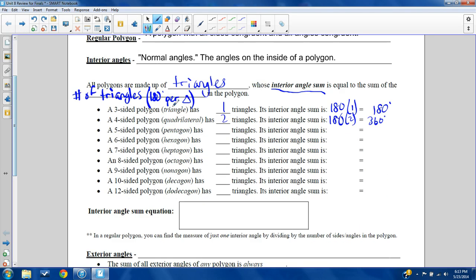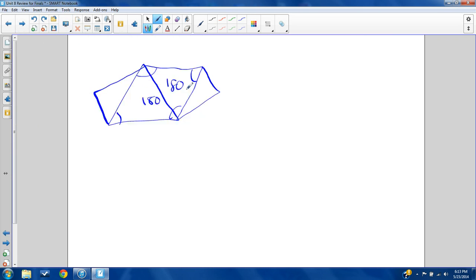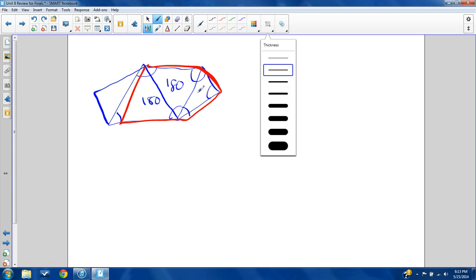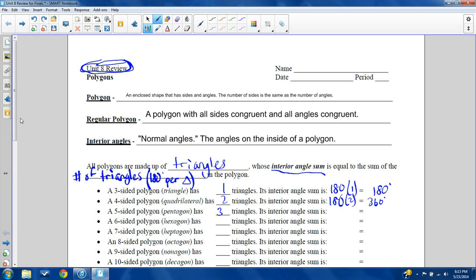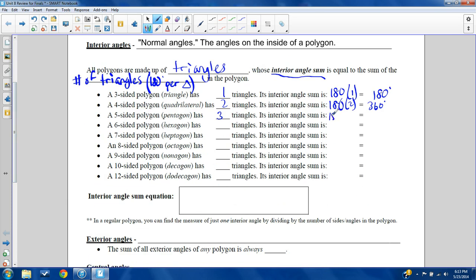A five-sided polygon has three triangles. One more. I'm only going to flash this one more time here. This would be including these guys right here. So here's my five-sided polygon, just like that. And this is 180 plus 180 plus 180, or 180 times 3, 180 times the number of triangles, and I get 540 degrees.